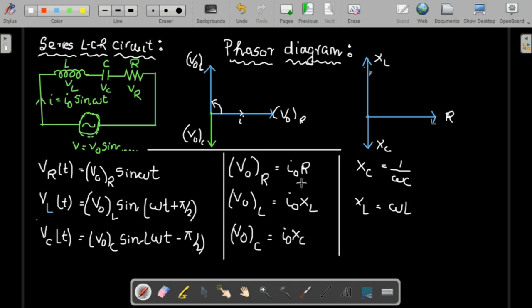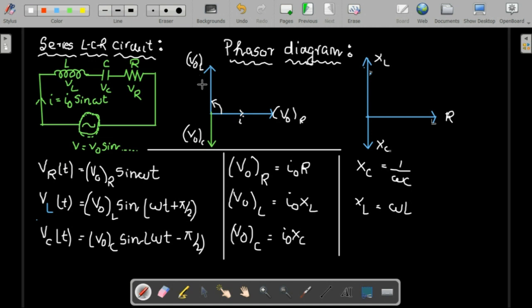In place of V naught R, we can write down I naught R, V naught XL, I naught XL, V naught C, I naught XC. I naught will be common, so we can cancel them out, and we'll actually have the phasor diagram something like this. Now, if you look here, there can be three kinds of cases.